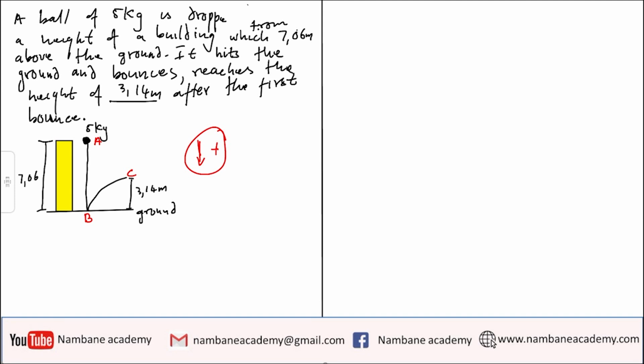Why this simple diagram? We know what to do because the information there says it is dropped. V initial there is equal to 0. We already know at maximum height V is equal to 0. Why? Maximum height. Already that information is what I must know. Let's read the first question.